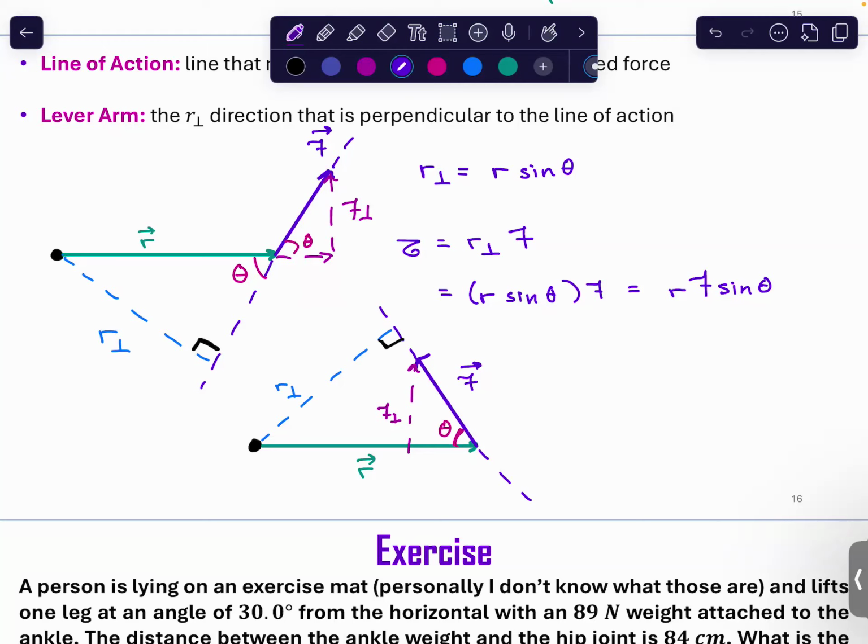But you can use either the perpendicular component of force or the lever arm, the perpendicular component of the swing arm, or the radius of curvature. Yeah, the radius of circular motion.